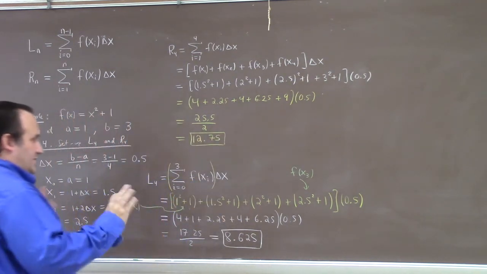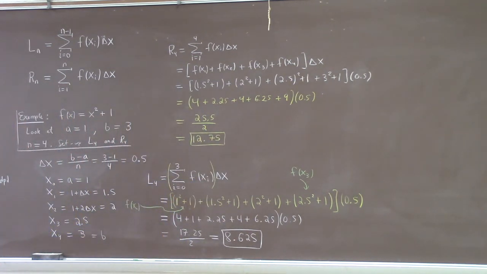I could have made a mistake, though. Let me double check there. 15, 19, 21, 25. I think it's right. Okay. So the right endpoint rule is much bigger than the left endpoint rule. Does this make sense for this example? Let's think through it.